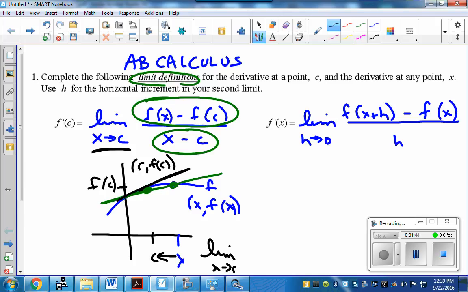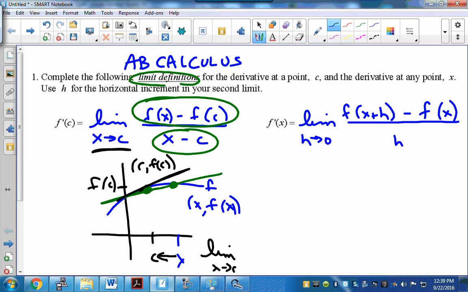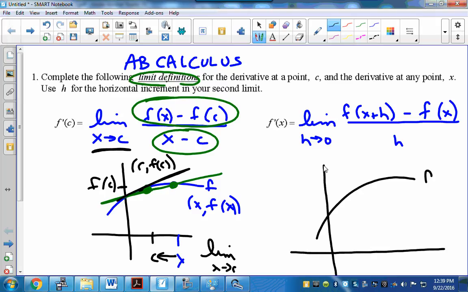Okay. For the other one, the variable now is h. Again, very similar picture. You have a function f. You have a point now that's arbitrary. x represents any x value. This is f of x. And you pick a nearby point, x plus h, with this horizontal increment being h. And so this ordered pair is x plus h and f of x plus h, whatever the function might be. And again, you can find the slope of the secant line very easily by just doing rise over run.